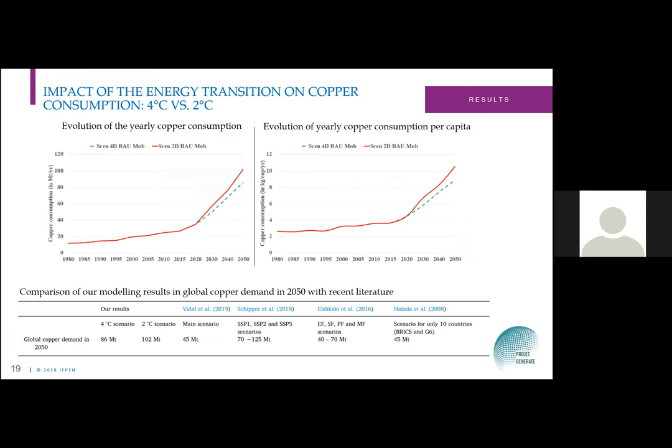Comparing to results using other approaches, we can see that, for example, the result from the main scenario of Zidal is reaching 45 million tons, while comparing to the Halada scenario, where they only consider 10 countries, BRICS and G6, they are already reaching 45 million tons. So we can see how broad the evolution of the results could be. For example, in terms of demand, we are still in line with Shkaki, even though we are not using the same approaches.